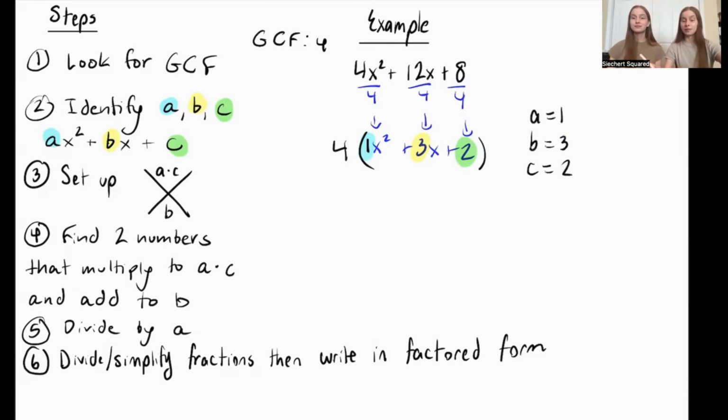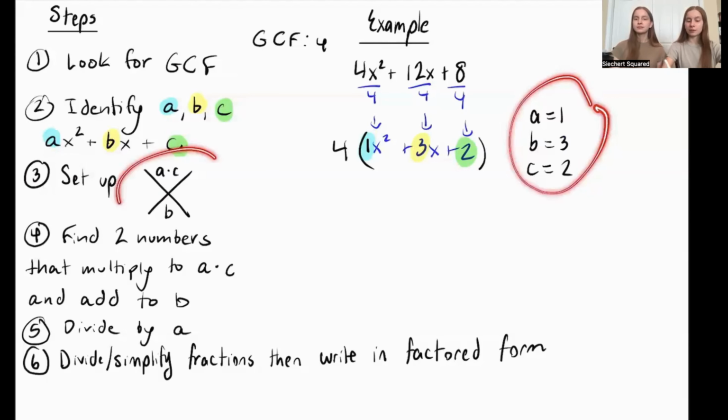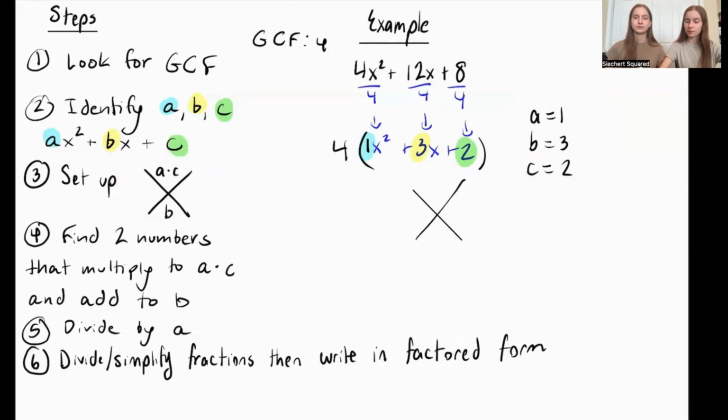Now that we have the a, the b, and the c, you don't necessarily have to write it out as long as you've identified it. If you're feeling comfortable without it, I'm just putting it that way so we make sure we're clear on what it is. Now we're going to set up our diamond, or that x, and we're going to make sure the top is going to be the number that's a times c.